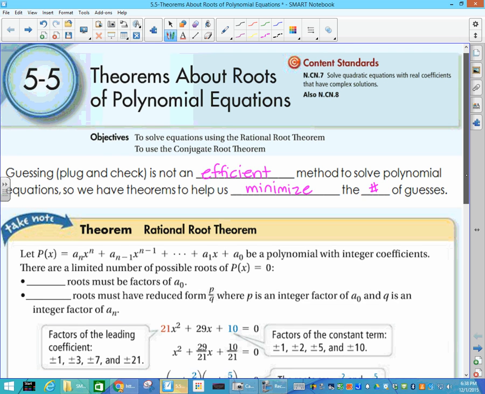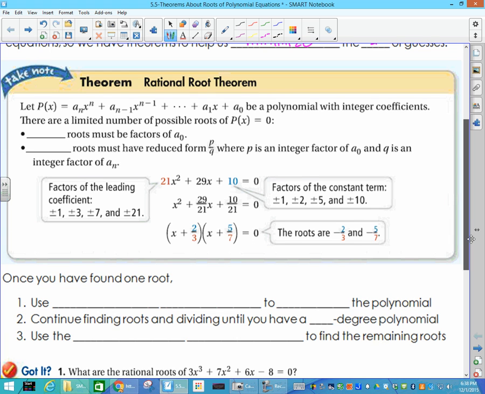Okay, and probably the most important theorem that we have is something called the rational root theorem. So you have a big long polynomial, might look something like this. There are a limited number of possible roots that you have to think of. If you have any integer roots, remember what integers are. Those are basically no fractions, no decimals. If you have any integer roots, they have to be a factor of a sub 0, which is your constant term.